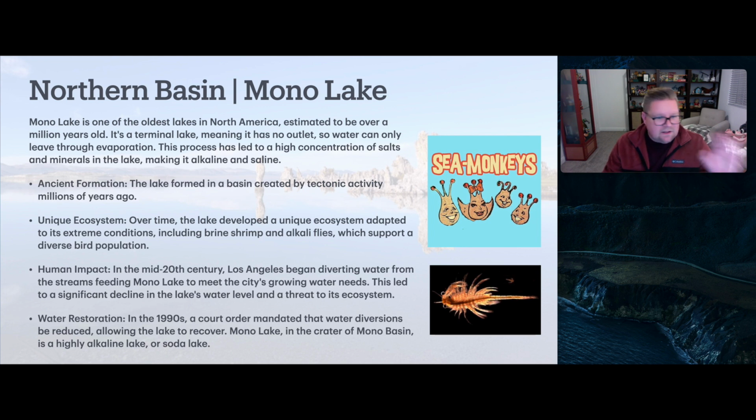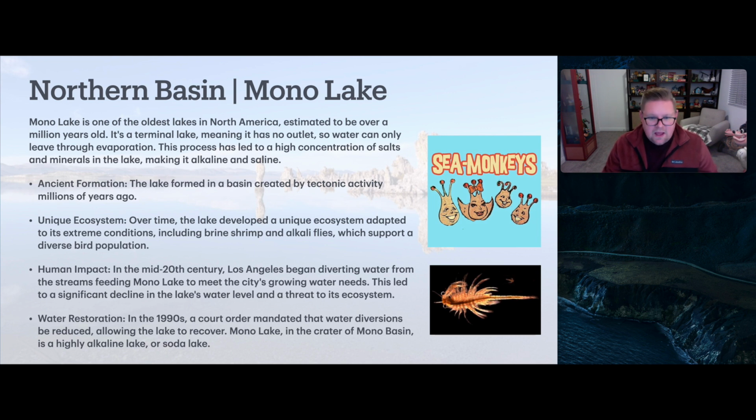So the human impact: in the mid-20th century, Los Angeles began diverting water from the streams that fed into Mono Lake to meet Los Angeles' growing water needs. That's the Los Angeles Water Wars with the aqueduct. This led to a significant decline in the lake's water level and a threat to its overall ecosystem, because Mono Lake itself has an island in the middle, and that island is where a lot of the birds would nest. But the lake levels were so low that it created a land bridge, and predators such as coyotes could actually get to that island. So back in the 90s, there was a water restoration effort.